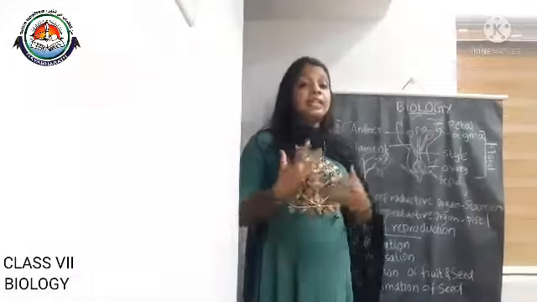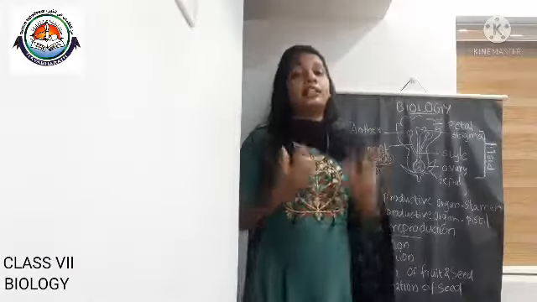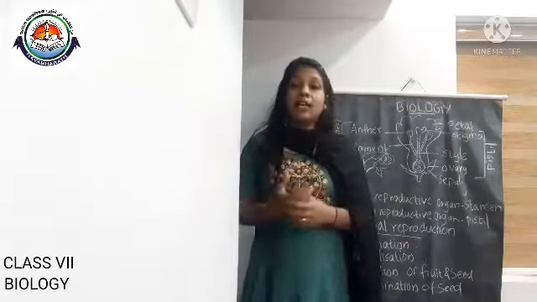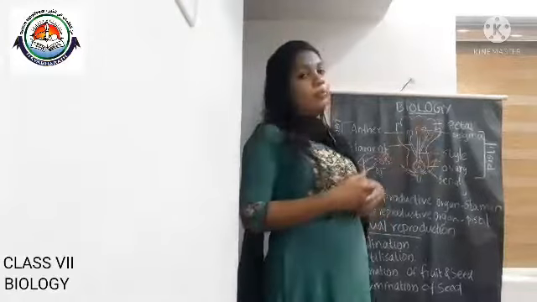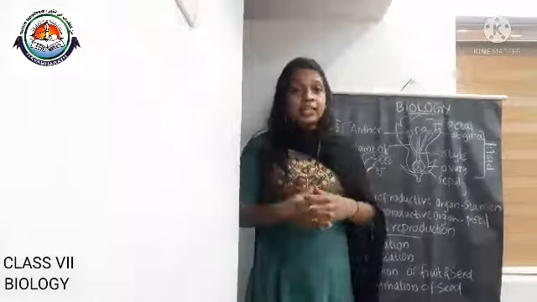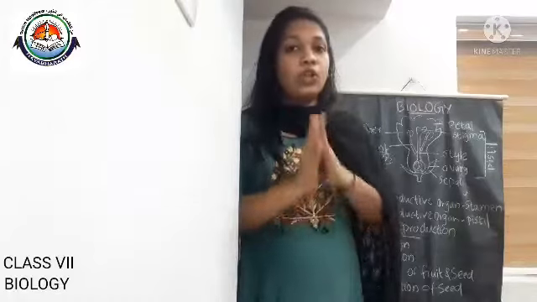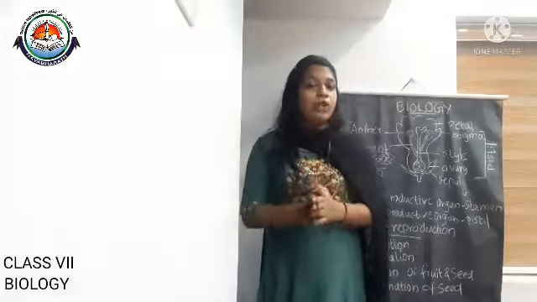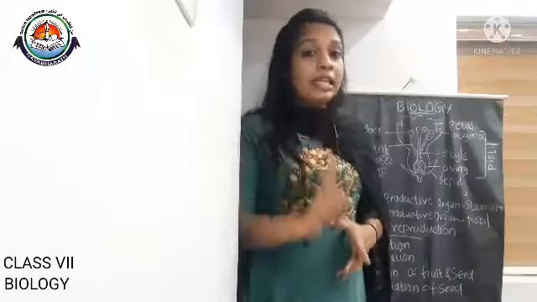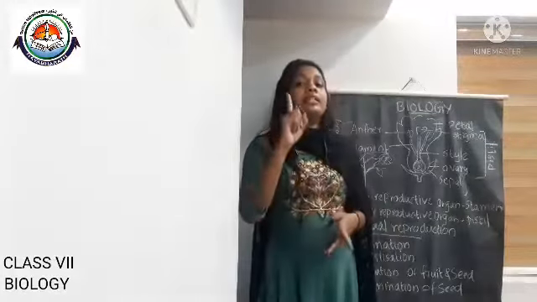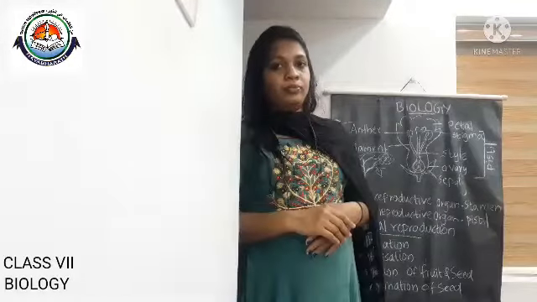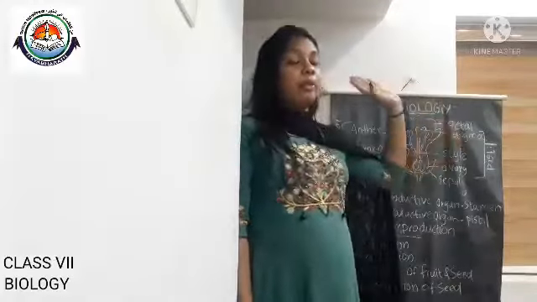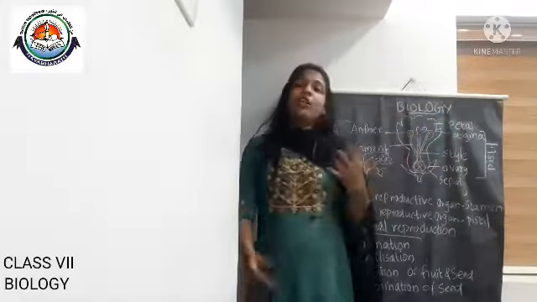Clear? Inside the ovary, there exist the ovules. Ovules are seen inside the ovary of a flower. And the ovules contain the female gamete called the egg. Each ovule has a single egg. Clear? Okay, this is about the male and female reproductive parts of a flower.